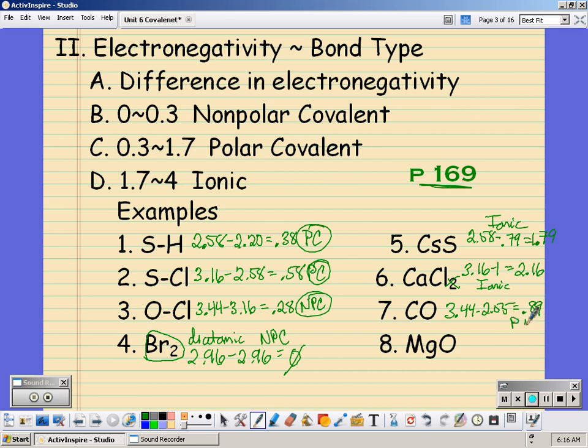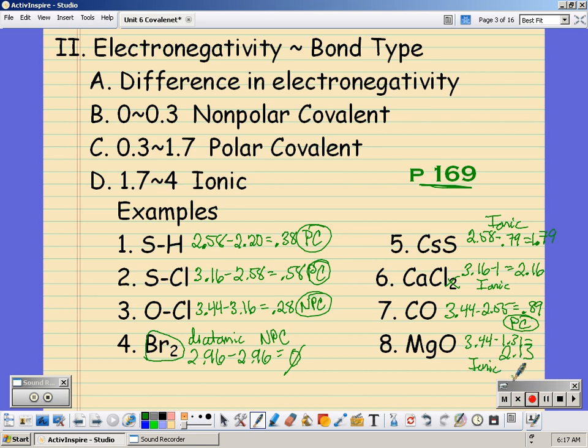Finally, we have magnesium and oxygen. Magnesium is 1.31. Oxygen minus magnesium, remember big minus little, would give us 2.13, which means this is also ionic.